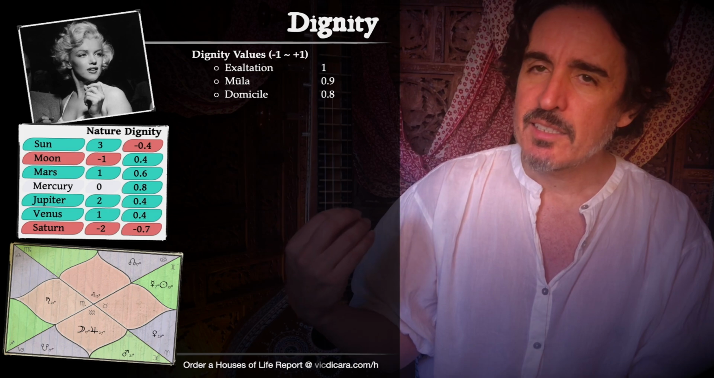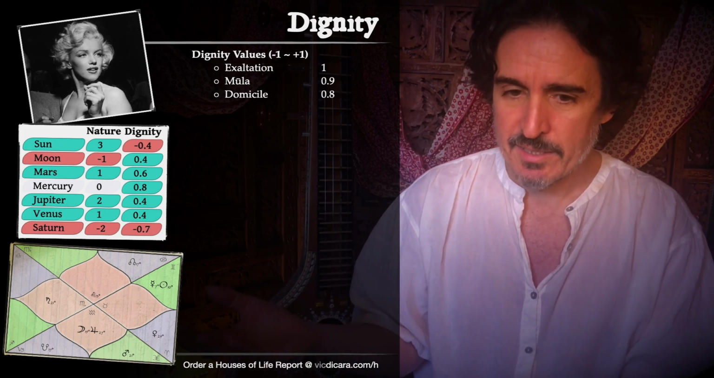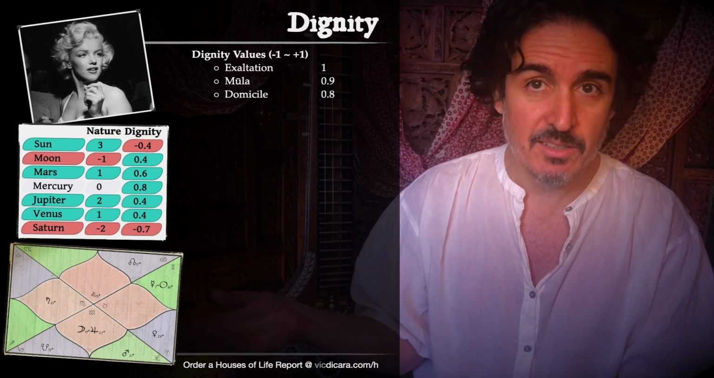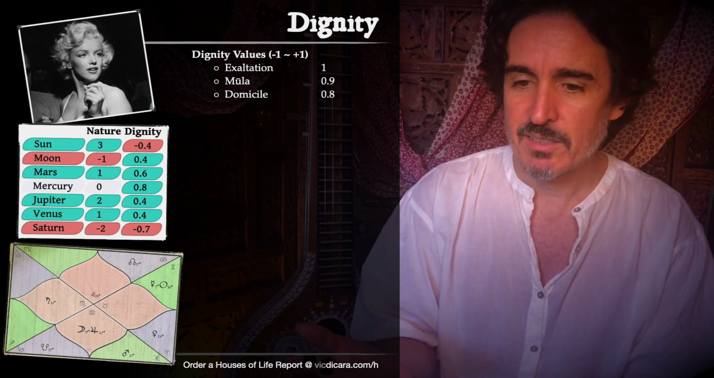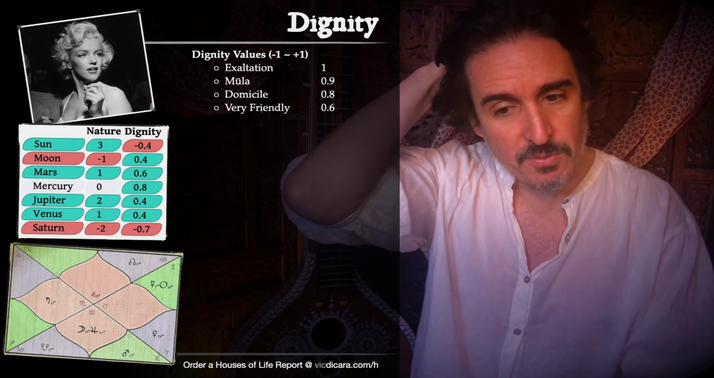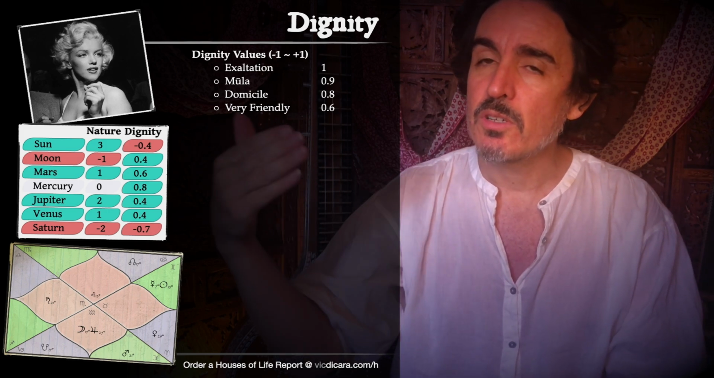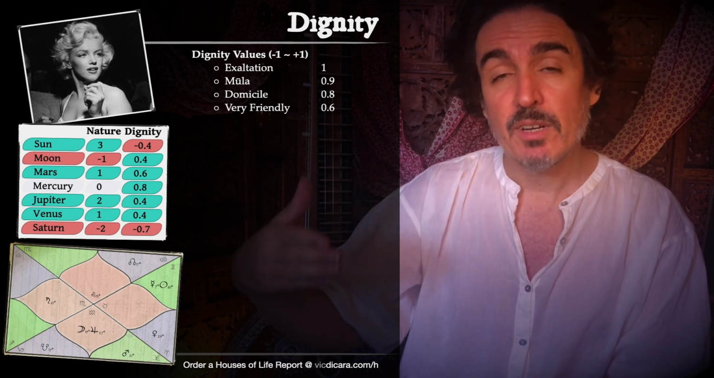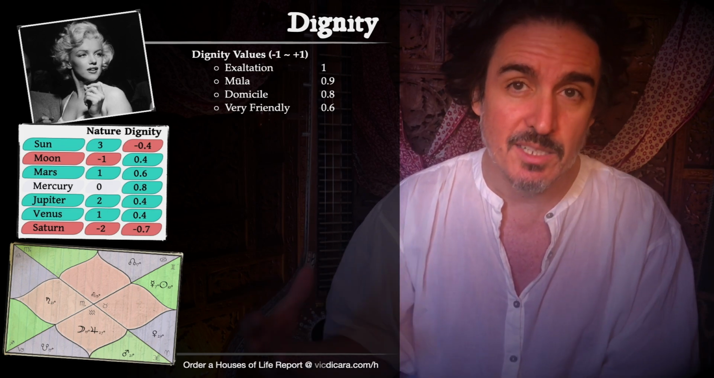The next dignity down is domicile, to be in your own sign. And that would be a 0.8. You can see that Mercury, she's got one planet, Mercury, in the 11th house in Gemini. So that Mercury has a 0.8 dignity value. Then a little bit less dignified than domicile is to be in a sign where you feel very friendly towards the host. The host is the planet that owns the sign. If the planet feels very friendly or not so friendly or inimical to the host, that causes the planet to have different types of dignity.